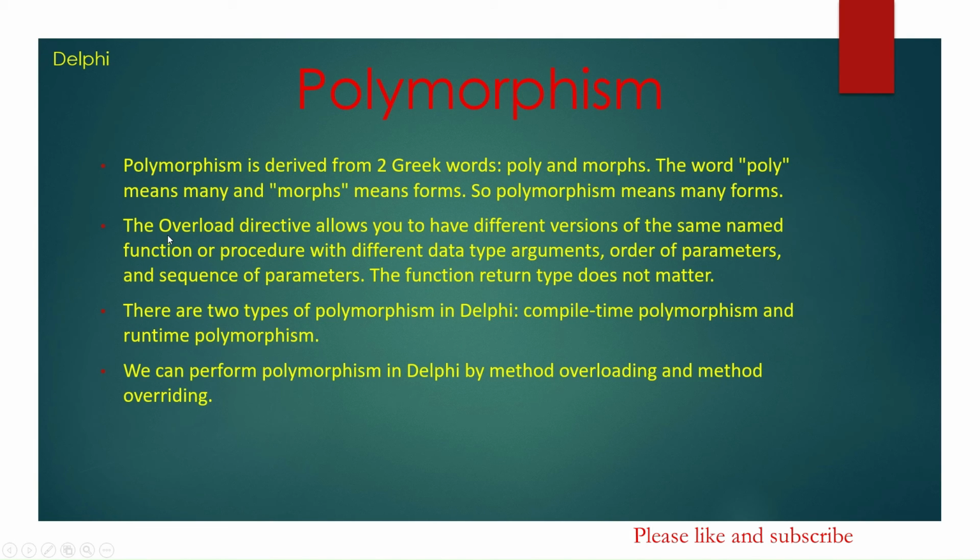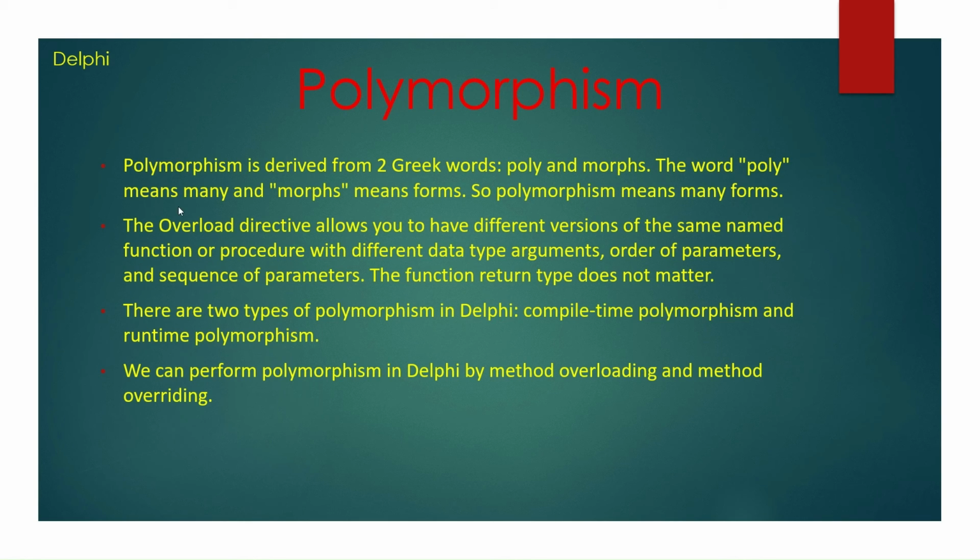The overload directive allows you to have different versions of the same name function or procedure with different data type arguments, different order of the parameters, or sequence of the parameters. The function return type does not matter. So we can have the same name method with a different signature. Signature means the number of parameters, order of parameters, and sequence of parameters matter. Return type of the function doesn't matter.